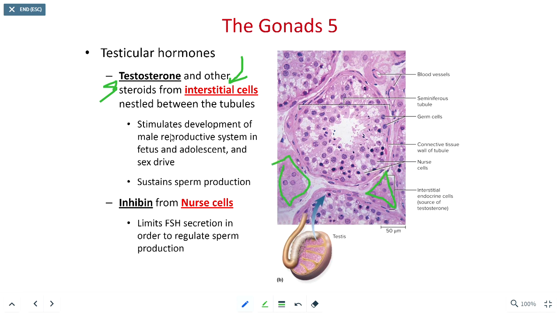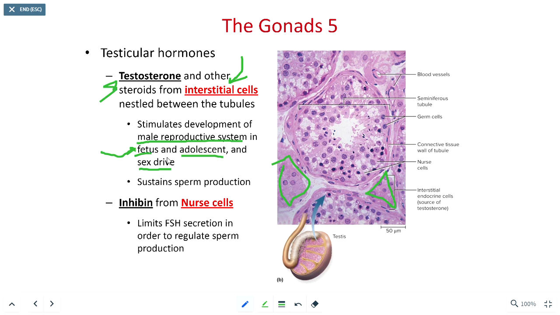And testosterone is going to stimulate the development of male reproductive system characteristics in the fetus and the adolescent. So while we are in utero, a wash of testosterone pushes the body down the male developmental pathway for the male phenotype. Then during adolescence, another wash of testosterone is going to cause the development of secondary male sex characteristics and increase the male libido, or male sex drive.